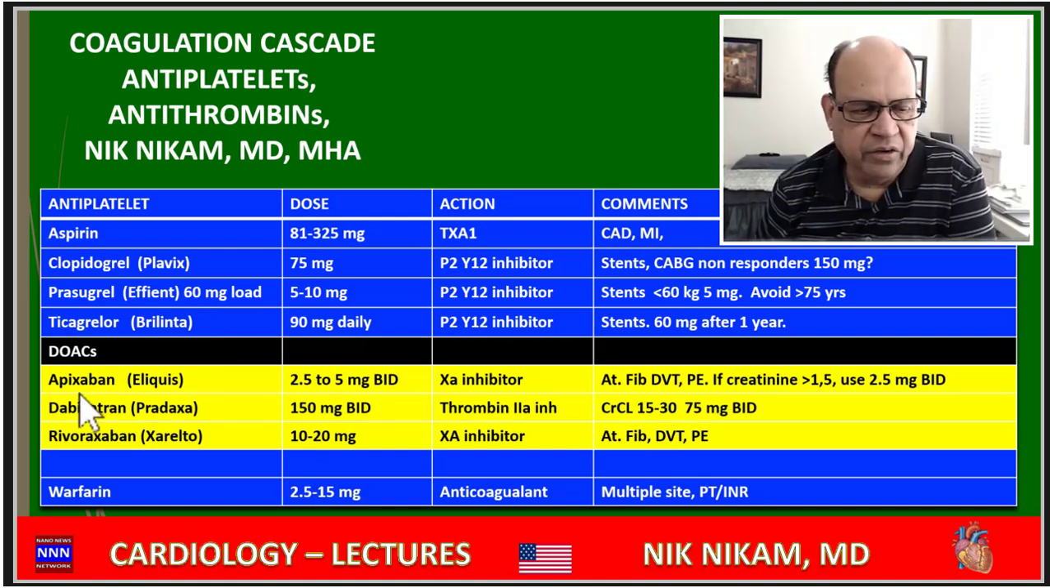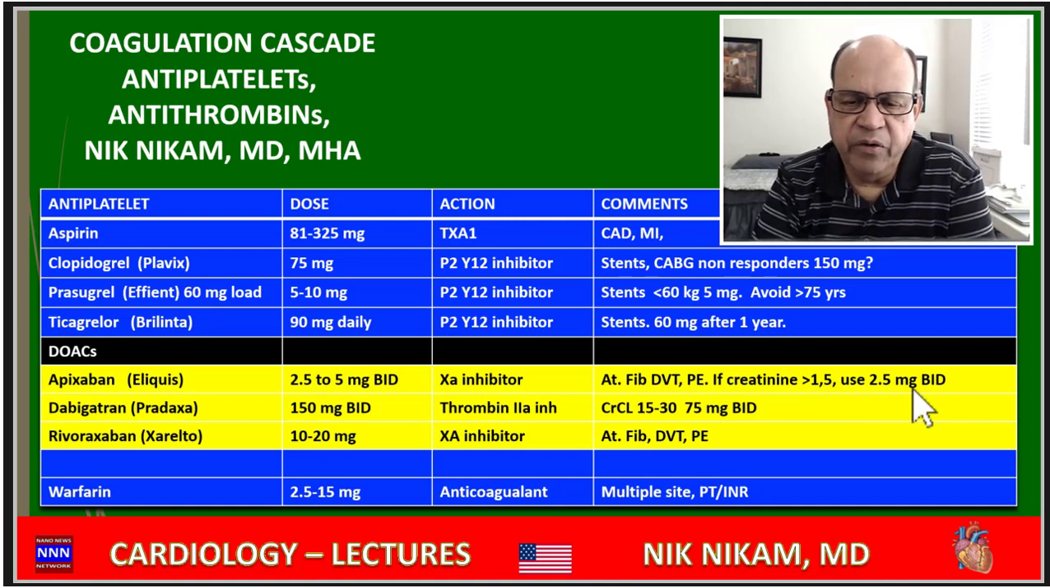The first drug here is apixaban or Eliquis. The dose is 2.5 to 5 milligrams twice daily. It is a factor 10A inhibitor. It is used in patients with atrial fibrillation, DVT, and pulmonary embolism. If the creatinine is greater than 1.5, we need to reduce the dose to 2.5 milligrams twice daily.